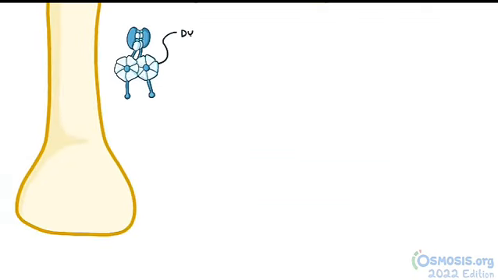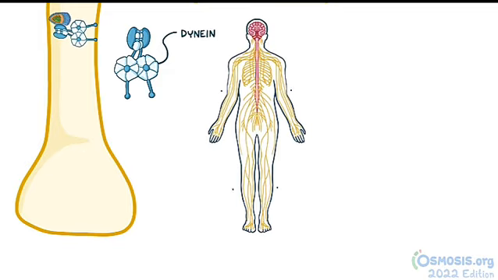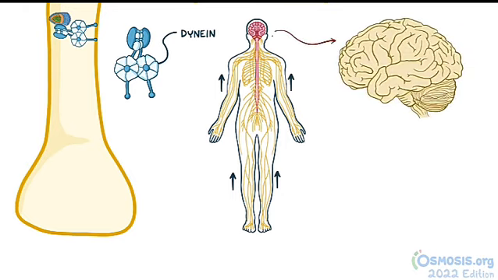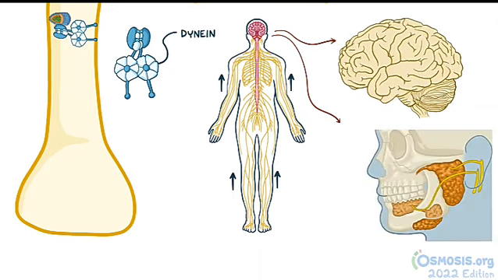Then, it uses dynein, a motor protein found in the neuron's cytoplasm, to slowly move a few millimeters each day in a retrograde direction up peripheral nerves, meaning towards the central nervous system. When it reaches the CNS, it invades the brain and spreads to other structures, like the salivary glands.